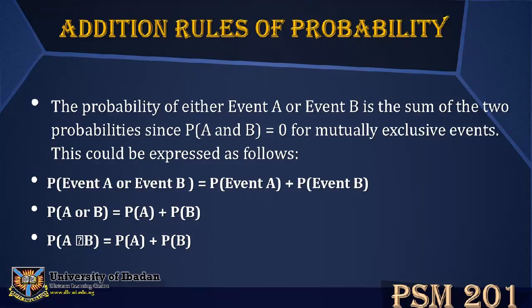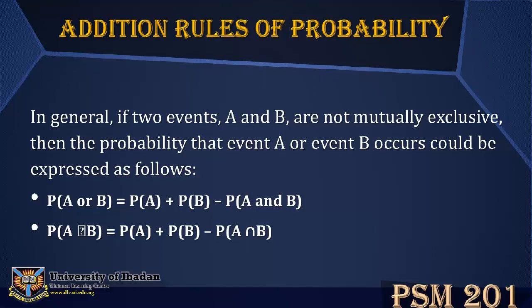This could be expressed as follows. P(event A or event B) equals P(event A) plus P(event B). P(A or B) equals P(A) plus P(B). P(A union B) equals P(A) plus P(B).